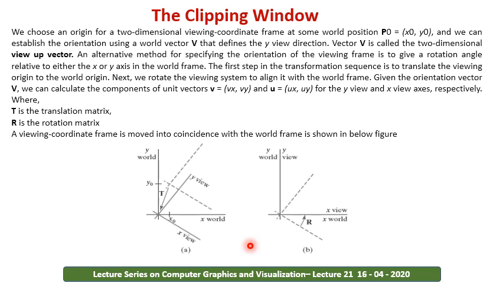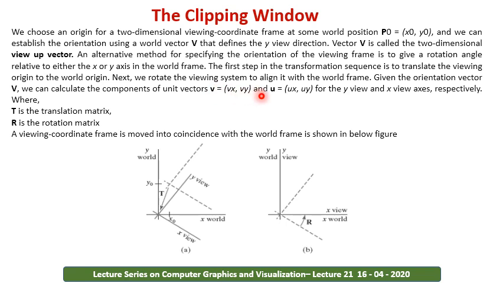Then we rotate the viewing system to align it with the world frame. This is our viewing coordinate system, which we rotate so as to align with our world frame. It will be very helpful to consider the components of the unit vectors, such as Vx and Vy, and U, whose components are Ux and Uy.